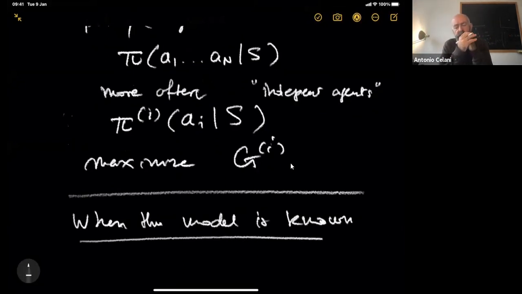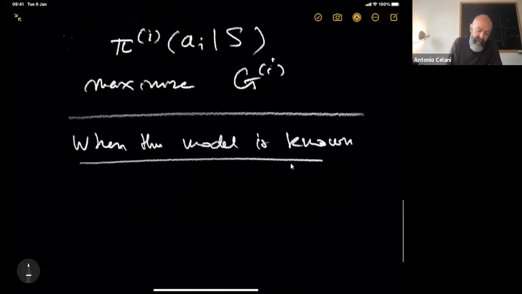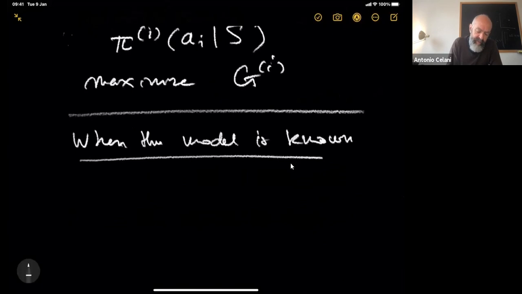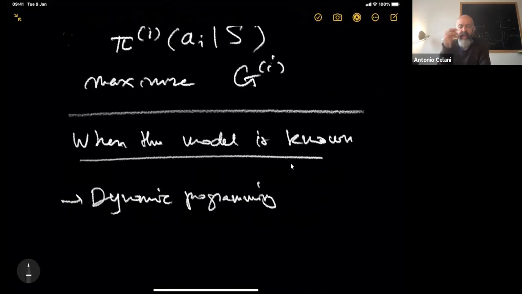So when the model is known, this is once more a planning problem. Okay, so everything is known, what the future decision would be. So you would not be surprised to hear that in this case, you can use dynamic programming. There are techniques like value iteration that you can apply also to this multi-agent setting.